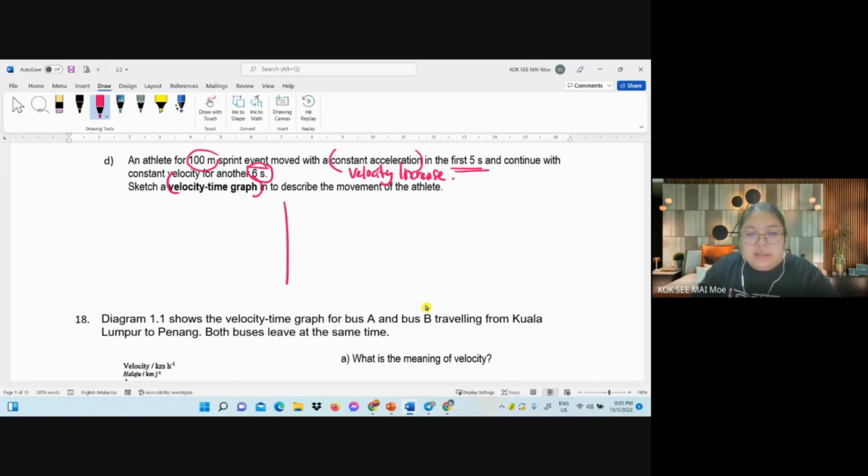Now I want to plot a VT graph. Okay, for the first 5 seconds, velocity is increased. Increase how many? I don't know, I just sketch only. Okay, like this, increase. After that, they say continue with constant velocity for another 6 seconds. Another 6 seconds means 11 already. So that means it's constant. So your graph is like this. Constant velocity. This one is a constant acceleration.